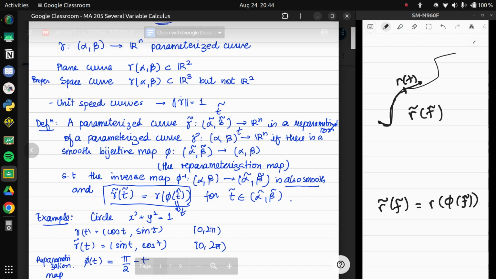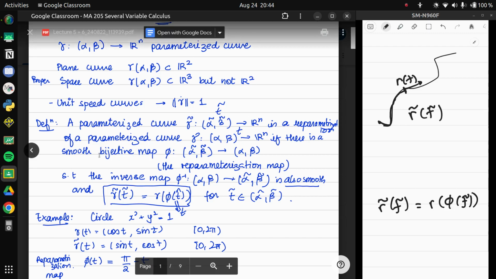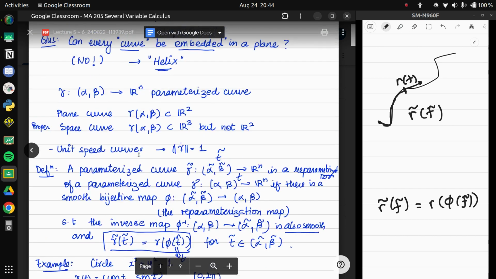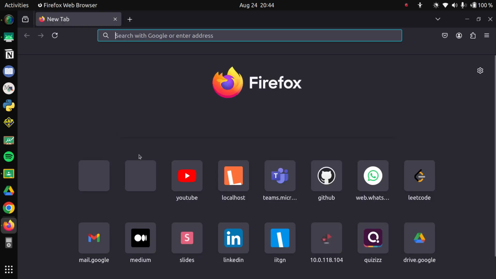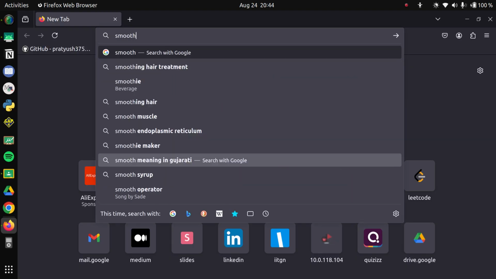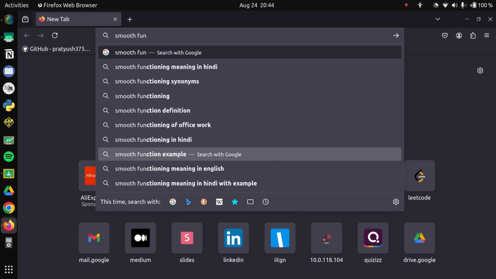How do you define a smooth function? What is a smooth function? I don't know. I'm going to search that. It takes some time to open up. So, just: what is a smooth function.